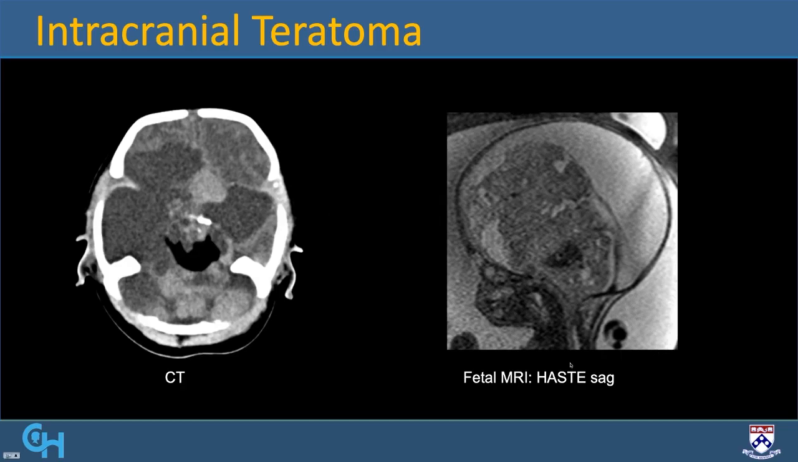Here we have an example from a fetal MRI. You can see this large heterogeneous mass, again, mostly occupying the entire cranial cavity, also producing a very typical macrocephaly commonly associated with these large intracranial teratomas. Notice the presence of hemorrhage within this large teratoma.